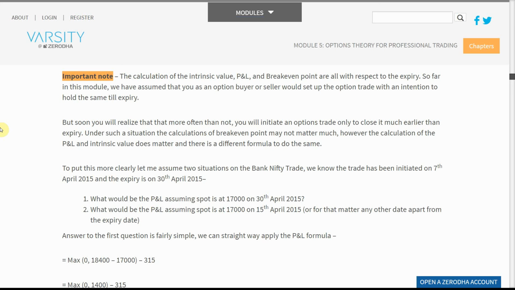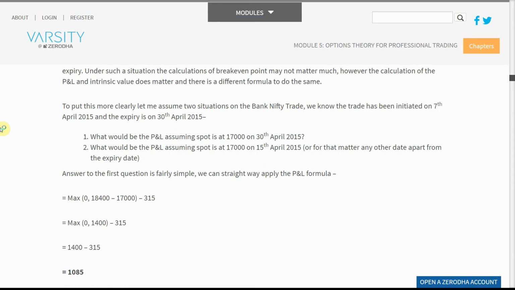So far in this module, we have assumed that you as an option buyer or seller would set up the option trade with an intention to hold the same till expiry. But soon you will realize that more often than not, you will initiate an options trade only to close it much earlier than expiry. Under such a situation, the calculations of break-even point may not matter much. However, the calculation of the P&L and intrinsic value does matter, and there is a different formula to do the same. To put this more clearly, let me assume two situations on the Bank Nifty trade.